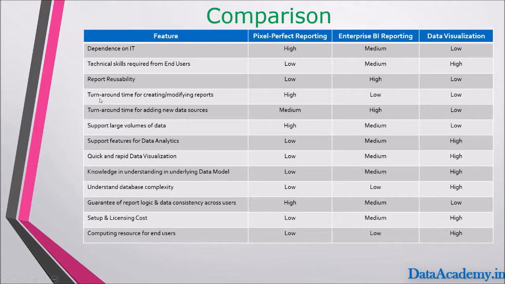The fourth feature being the turnaround time for creating modifying reports. It is very high in Pixel Perfect, it's very low in enterprise BI reporting, and low in data visualization as well. Next, turnaround time for adding new data sources. It's medium in Pixel Perfect reporting, high in enterprise BI reporting, and low in data visualization.